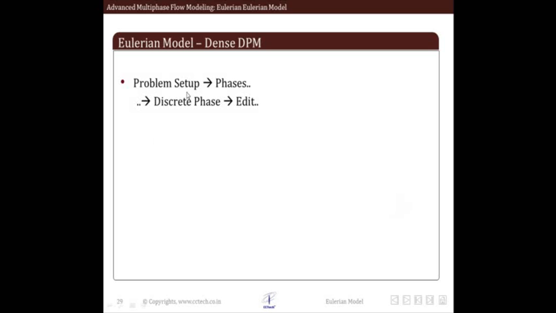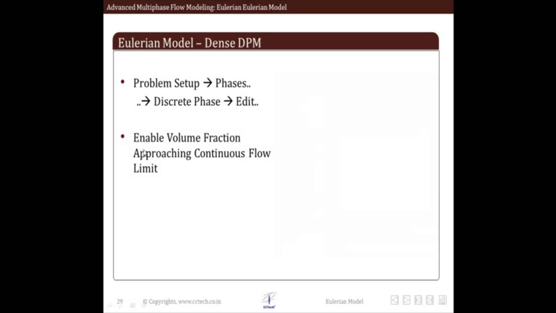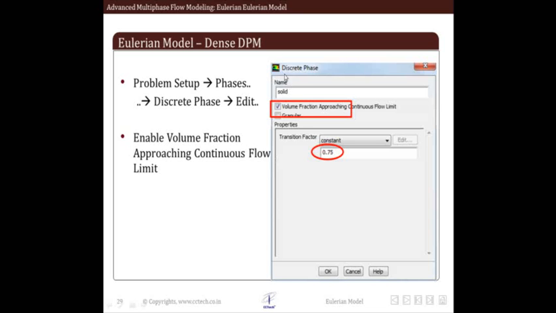For this, we go to Problem Setup, Phase, Discrete Phase and then to Edit. That is, we enter into Problem Setup, Phases. The phase list appears. Here the second phase now is not secondary but it is a discrete phase as we have defined it. Then we click on Edit. After that, this discrete phase panel pops up. Here we enable the volume fraction approaching continuous flow limit, that is, we click on this. Then we specify a transition factor here.